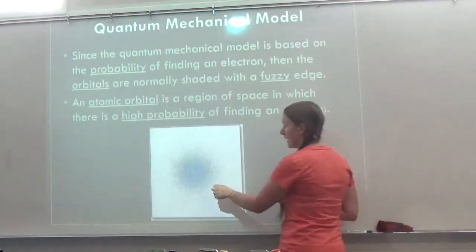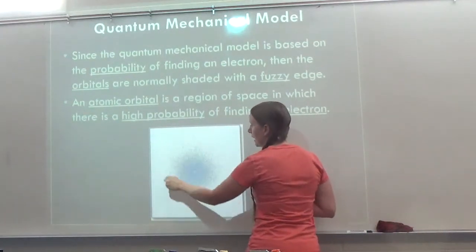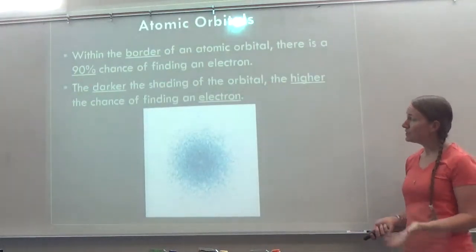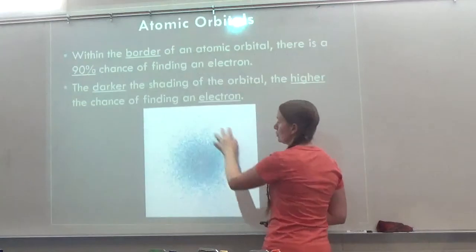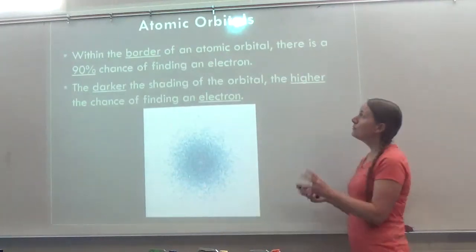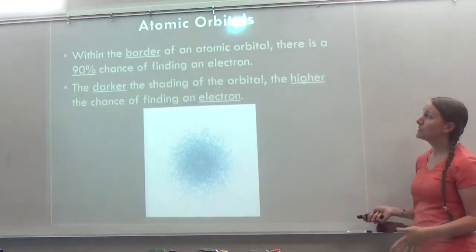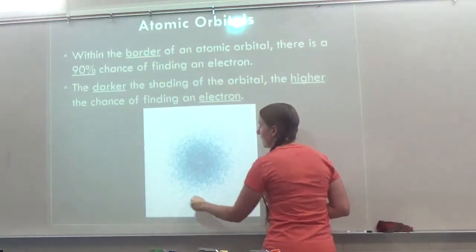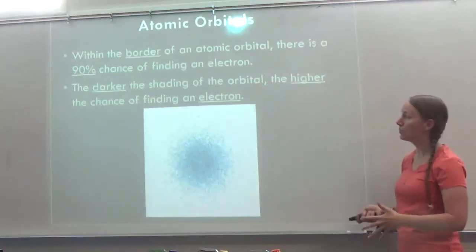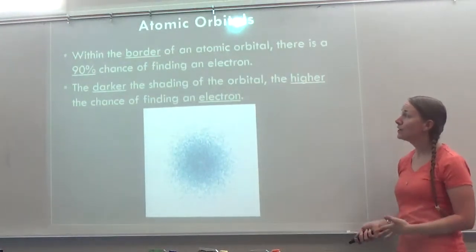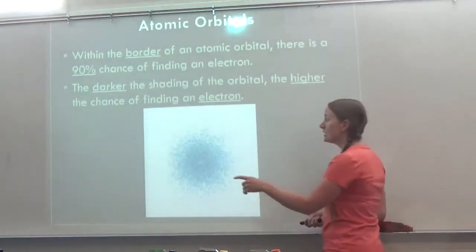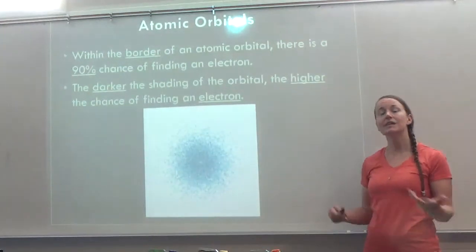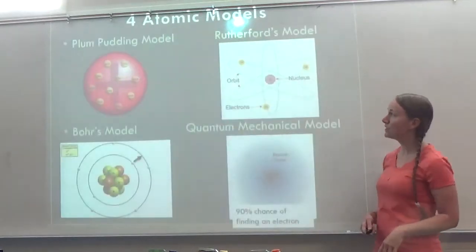So if you look around this area, there's a pretty high probability without those little outliers. Within the border, because we do have to have a border eventually, like we can't just draw this every time, within the border of an atomic orbital, there's a 90% chance of finding an electron. So they find where 90% of the dots are, and that's where they put the edge of the atomic orbital. The darker the shading, the higher the chance of finding the electrons. If you notice, it's more likely you're going to find the electron the closer you are to the nucleus, and that's of course because electrons and protons attract one another.